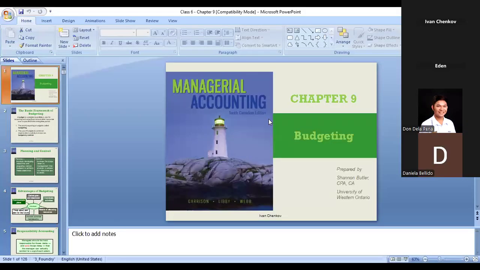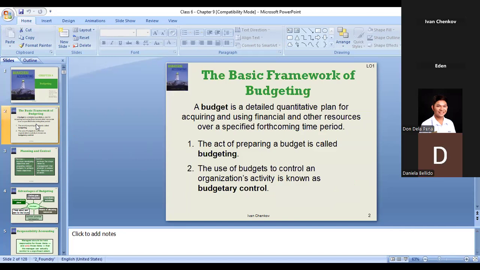So today we're going to cover chapter 9. Chapter 9 is about budgeting. We're going to see what the budget is, why we need the budget, how to prepare the budget, and once we prepare the budget, what we can do with it. What is a budget? Let's say why we need the budget first, and then we're going to go to what a budget is.